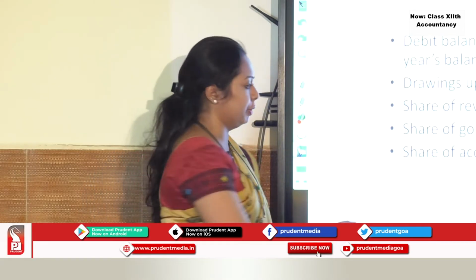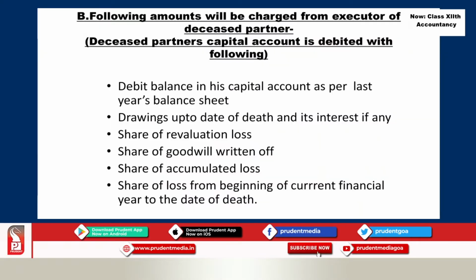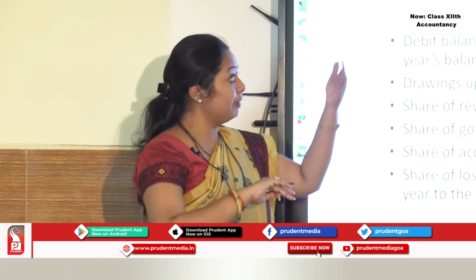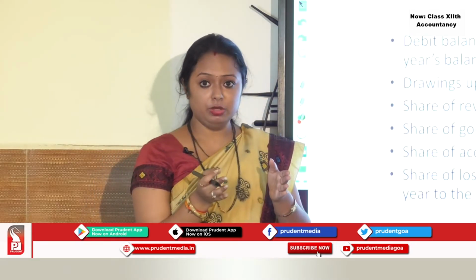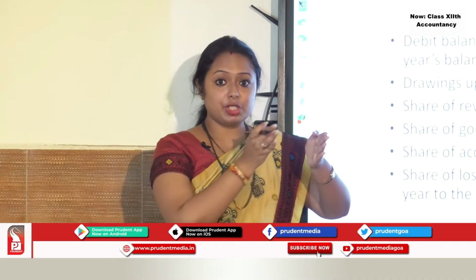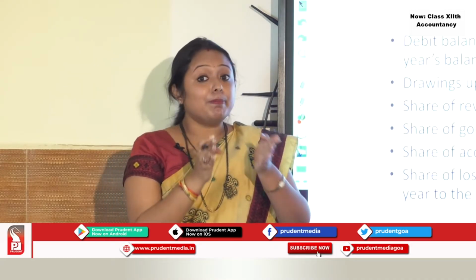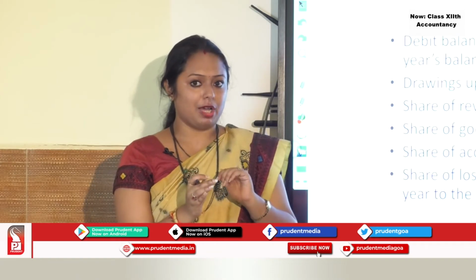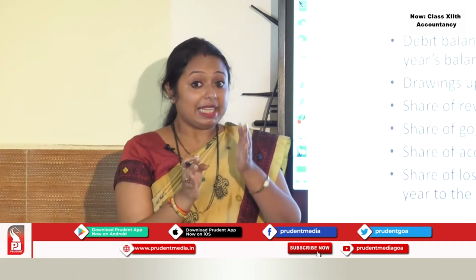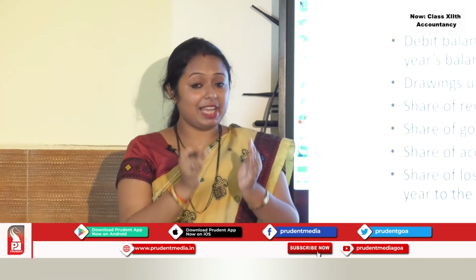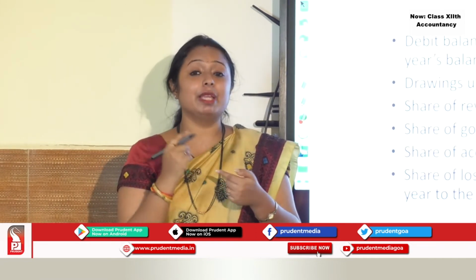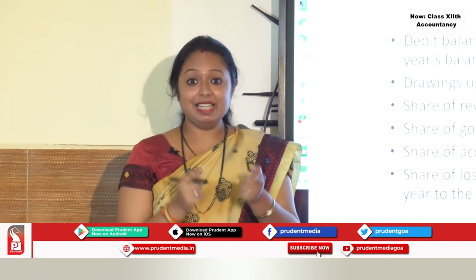This is a revision for you. Next one is share of loss from the beginning of the current financial year to the date of death. Now in the previous slide I told you, suppose the financial year starts on 1st of January, and the partner dies on 1st of March. So what do we do, students? Even if the partner is there for 2 months, we give him a share of profit.